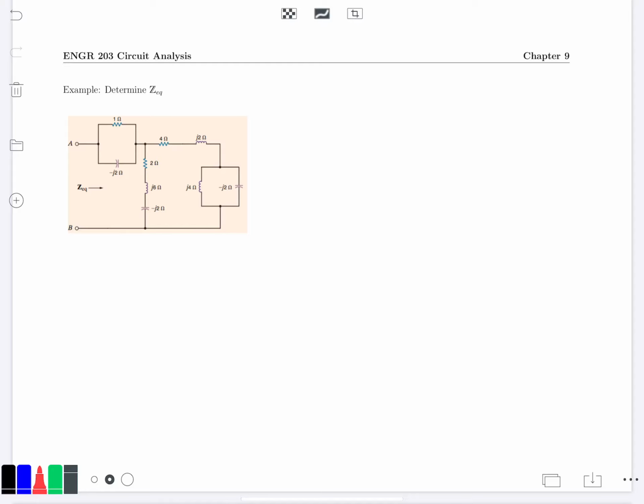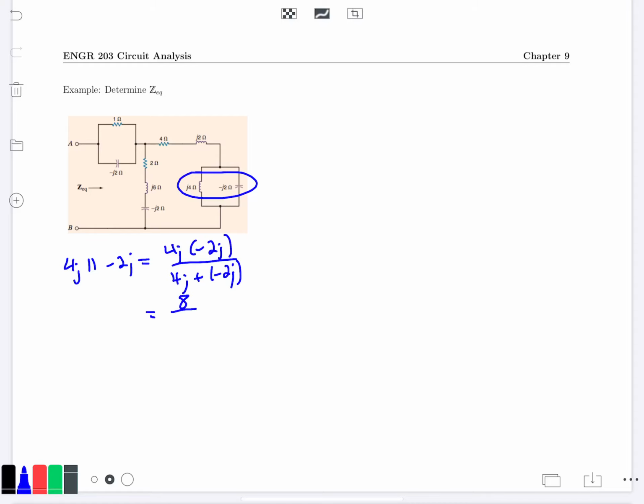But regardless, we see things in terms of J. And so even though this is an inductor and a capacitor, I can combine them together. So I have 4J in parallel with a negative 2J. And you know the rule for that is going to be 4J times negative 2J over 4J plus negative 2J. That's going to be, see, 4 times negative 2 is negative 8. J times J is J squared, which is negative 1. So that works out to be a positive 8 on top. And 4J minus 2J is 2J.